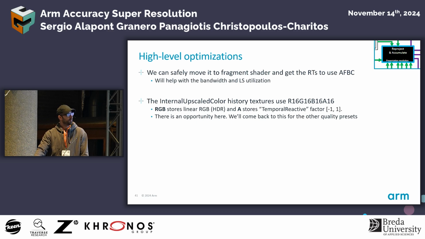Let's start with easy optimizations. It seems this pass can be moved to fragment shading for FBC support. At this point, we'll also make an observation. The internal upscaled color texture uses RGBA 16-bit. RGB holds linear HDR values, and alpha stores a factor that goes from -1 to 1.